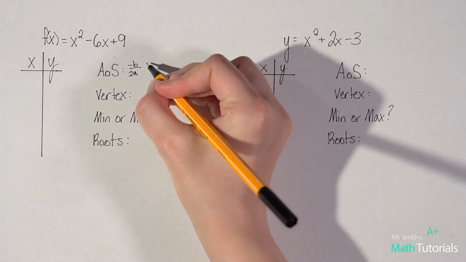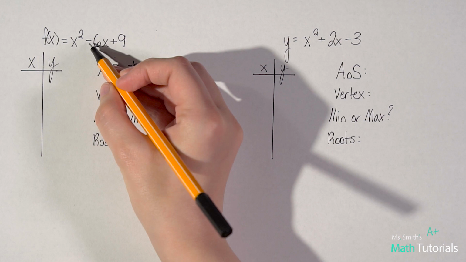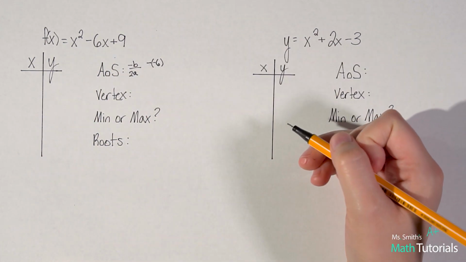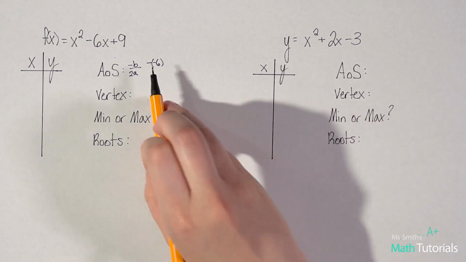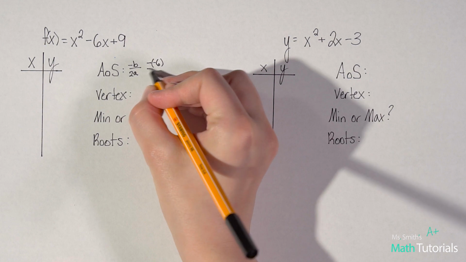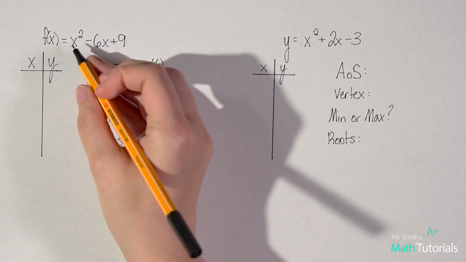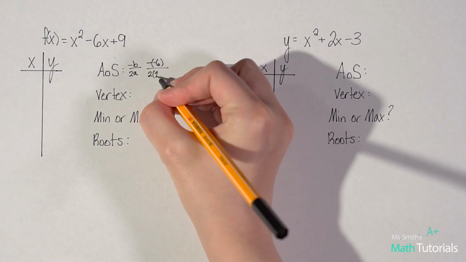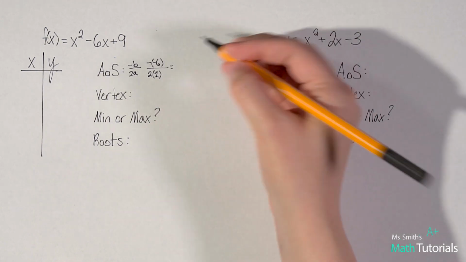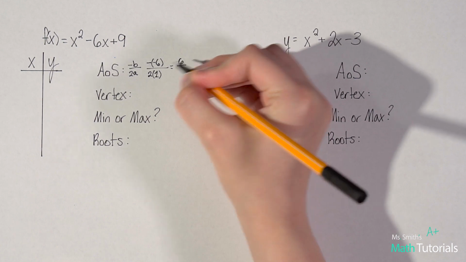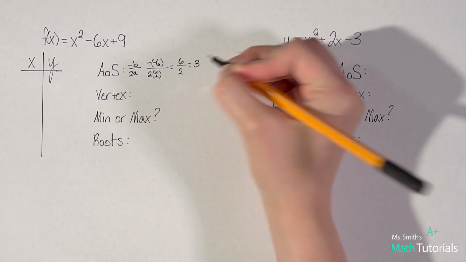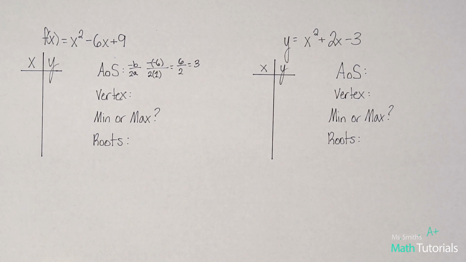So we want the negative b value. Now 6 is already negative, so I can't just assume that one would cover both, okay? You've got to show negative 6, divided by 2 times a. A is 1. Okay, let's simplify this. Negative 1 times negative 6 would just be positive 6. 2 times 1 is 2. 6 divided by 2 is 3. Okay, so there's my axis of symmetry.